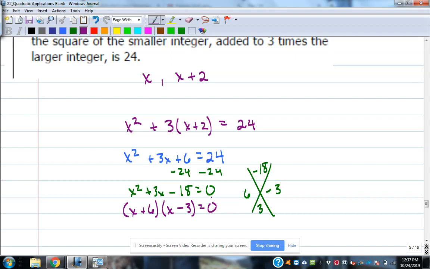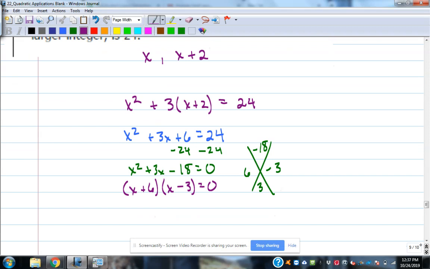And they told us that the integers were what kind? Positive and odd, right? So the negative 6 is neither positive nor odd, so it's out. This will be x equals 3. This one's out. So 3 is the first one, and 5 is the second one.